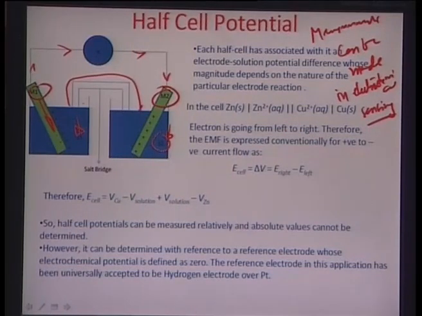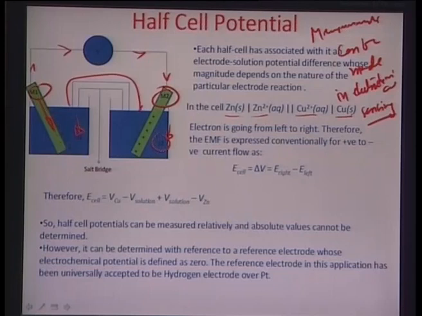And obviously, if M1 is the anode, then the electron flow would be from M1 to M2. Let us say M1 and S1 in this case are zinc and zinc +2, and M2 and S2 are copper and copper +2.